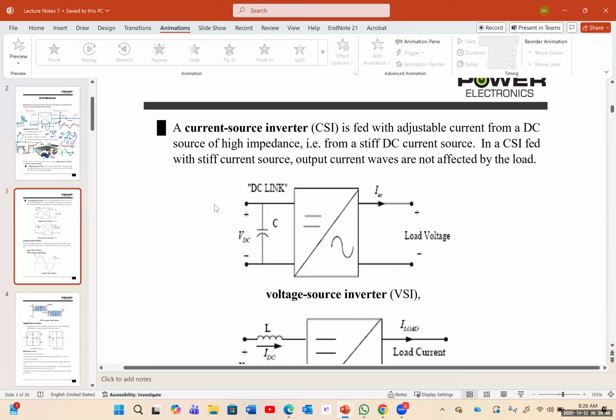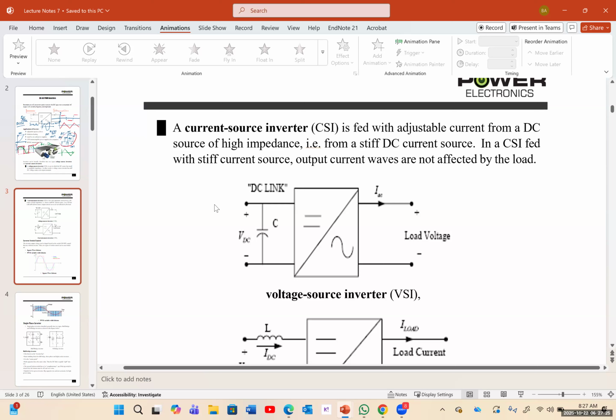These are usually fed with adjustable current from an AC source of high impedance, i.e. from a stiff DC current source. And again, imagine that before this, we have an AC to DC rectifier. One example for this would be HVAC systems as well. In a CSI fed with a stiff current source, output current waves are not affected by the load. Again, an HVAC system could be something like that.